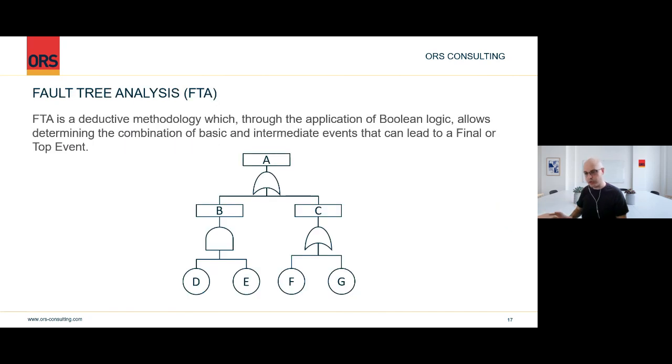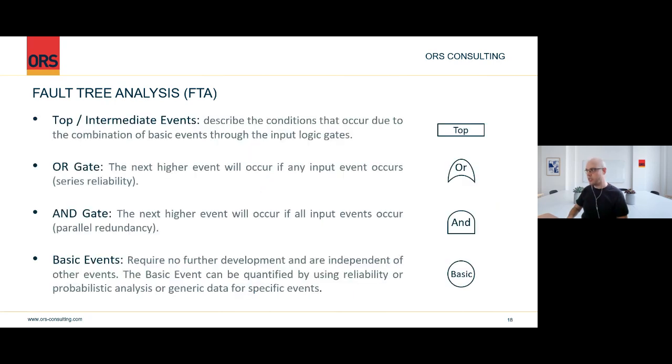So just to go quickly through it, fault tree analysis is a deductive methodology in which you apply Boolean logic to determine the combination of basic and intermediate events that lead to a top event, right? You're familiar with fault trees, you know that. So you know that you normally have different types of gates. The first one is the top event, which describes the conditions that occur due to a combination of basic events. So for us, for example, this would be our hazardous event. This would be an overpressure at a specific part of a plant. And then this event happens because of the combination of different other events in different sequences, right?